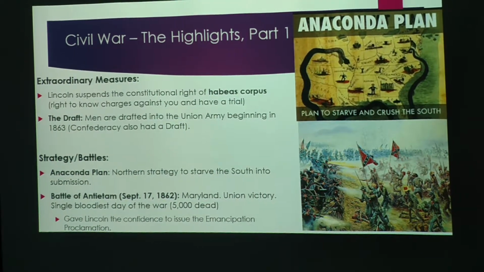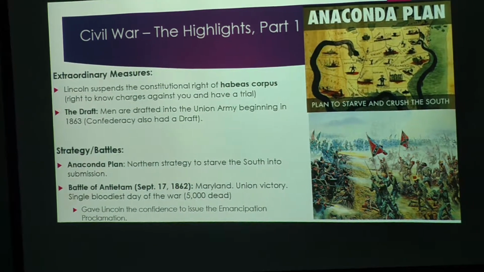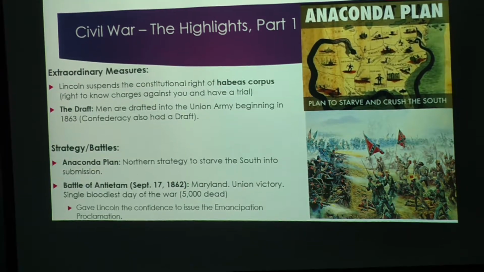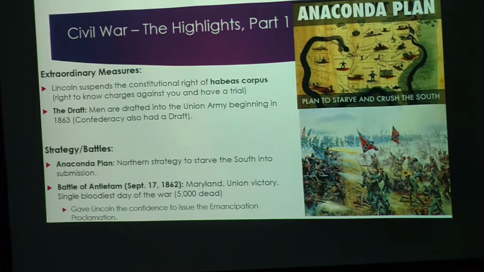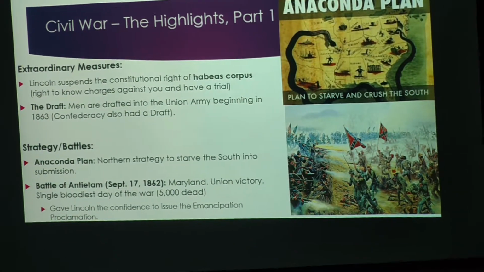Habeas corpus, we talked about that. You have to know the charges against you. You've got to be able to have a trial. You can't be held in prison forever and ever. Lincoln suspends that, which means he can now throw people in prison for however long he wants for really no reason.